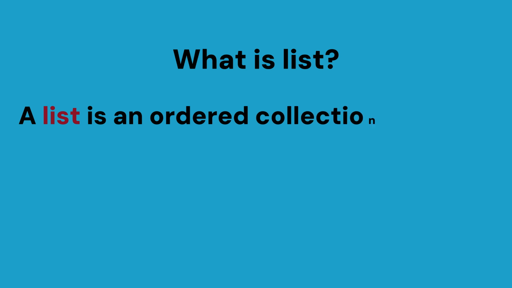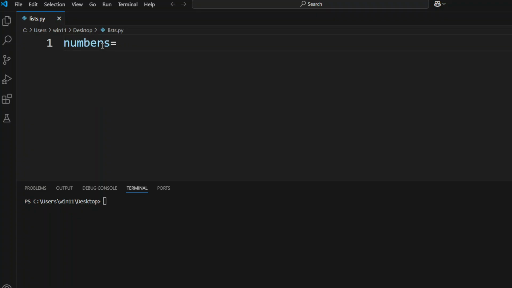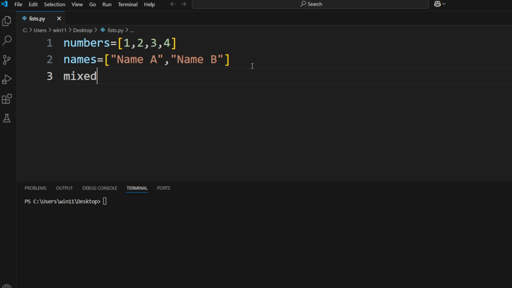A list is an ordered collection of items, which can be any data type: numbers, strings, or even other lists. For example, numbers equal to square brackets 1, 2, 3. We can define lists with the help of square brackets, and inside that we can define the items. This is the type of integers. We can have names equal to name A, name B, and so on. And also we can have lists with mixed data types. For example, I can say 1, alphabet A, 3.2. So this is a mixed data type list.